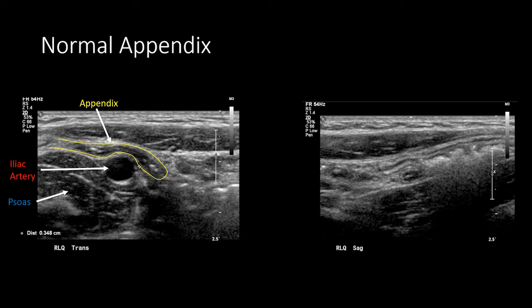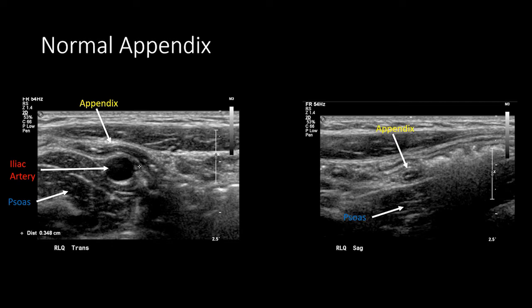Notice that there is a blind end to the appendix. And we also have calipers on the appendix showing that the diameter of the appendix in this particular child is less than 4 millimeters. I've also provided a sagittal image where the psoas muscle is oriented differently than in the first image, but we can still see the appendix.